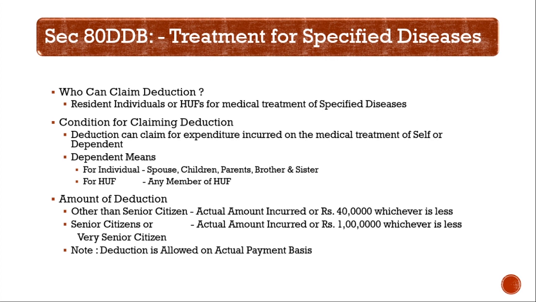In case of senior citizen and very senior citizen, amount incurred or rupees 1 lakh, whichever is lower. In case of assessee being other than senior citizen, then amount incurred or rupees 40,000, whichever is lower. Let me explain this with an example. If the assessee is incurring rupees 35,000 for the expenses, then he can claim a deduction of rupees 35,000, that is amount incurred or rupees 40,000, whichever is lower. If the assessee is incurring rupees 42,000, then he can claim a deduction of rupees 40,000, that is amount incurred or rupees 40,000, whichever is lower. That means we can come to a conclusion that rupees 40,000 and rupees 1 lakh are the maximum amount that can be claimed.